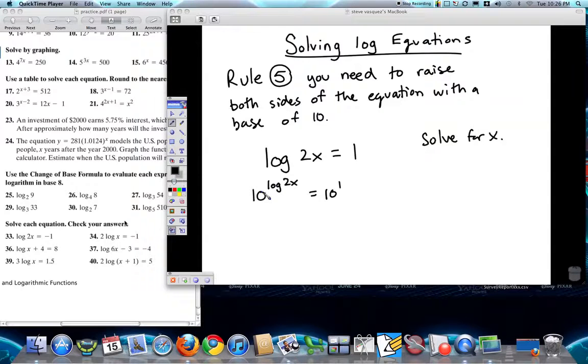On the left-hand side, if I have a 10 and a log base 10, those are going to turn into 1. And now I'm going to have 1 times 2x, which is 2x, is equal to 10 to the power of 1, which is 10, divided by 2. X is equal to 5.